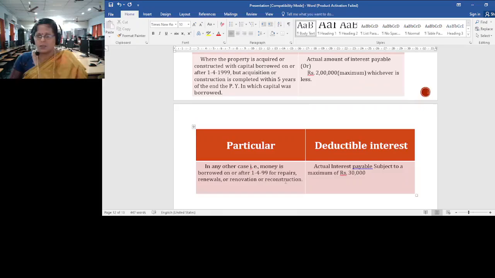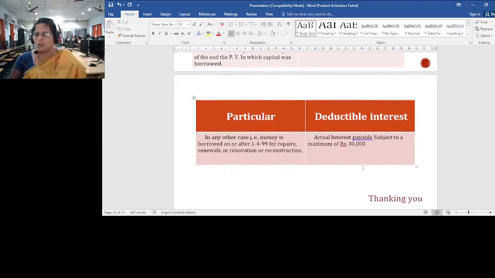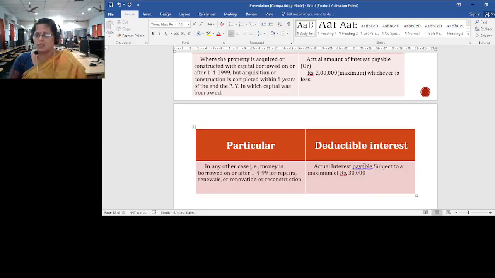At the same time, for any repair, renewal, renovation or reconstruction of the same self-occupied property, if it is after 1/4/1999, the interest deductible is the actual amount payable as interest subject to the maximum of rupees 30,000, you can claim as deductible amount.